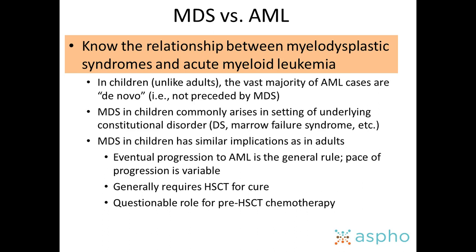MDS in children has similar clinical implications as in adults. The rule, it's not exclusive, because some kids have been demonstrated to spontaneously resolve a diagnosis of MDS, but the rule is eventual progression to AML. The pace of that progression is quite variable, as it is in adults. In general, I would say childhood MDS requires stem cell transplant for cure, but there is a questionable role for pre-transplant chemotherapy. If the kid's presenting with a relatively low-grade MDS, there's likely not a substantial role to give them chemotherapy prior to transplant.